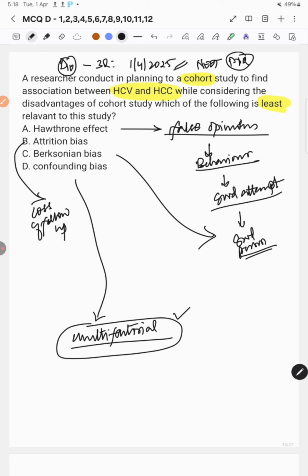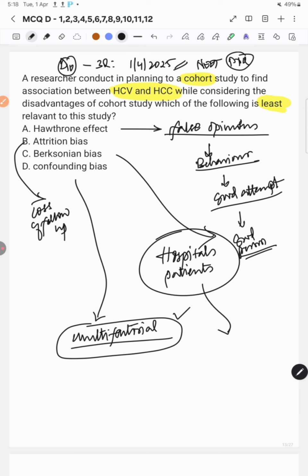Whereas Berksonian bias, what is it? It is based on hospital patients taken as controls, right? Hospital patients taken as controls. That is least to do with this. Why? Because this is done in a case control study, not in a cohort study. Okay, it's a repeat MCQ.